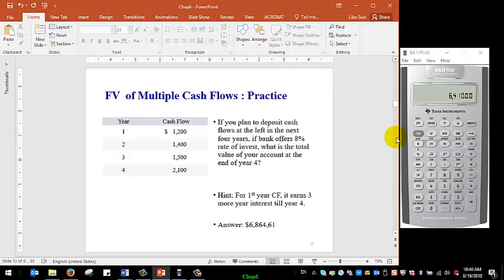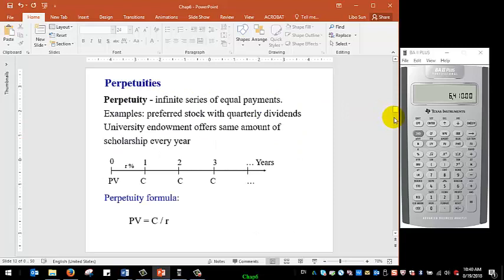So I would like you to practice, find out the future value for these multiple cash flows. So this concludes how to look for PV and FV for multiple cash flows. As you see, these cash flows from year to year are not necessarily the same amount. They could have very different amounts. Now, next, we're going to talk about special cash flows, where every period the amount is the same.